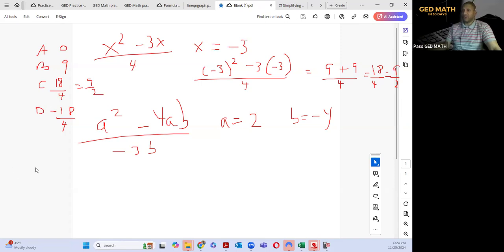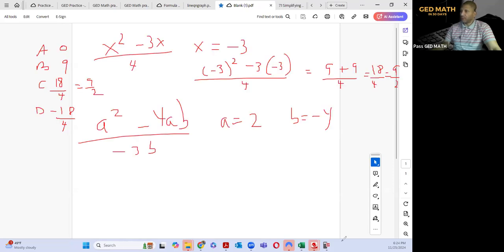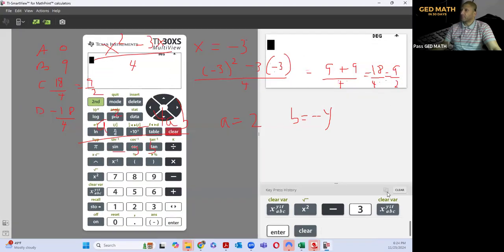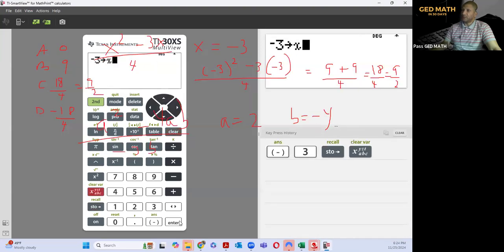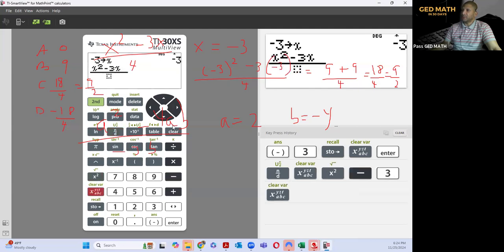So what I would suggest you do, let me clear it real quick. What I would suggest you do, and it would be nice if I remember the problem, x squared minus 3x over 4. What I would suggest you do is storing -3 as x, and then plugging it in the way you see it. Hit 2ND, x squared minus 3x over 4. And then let me clear it so you can see the calculator nice and clear.